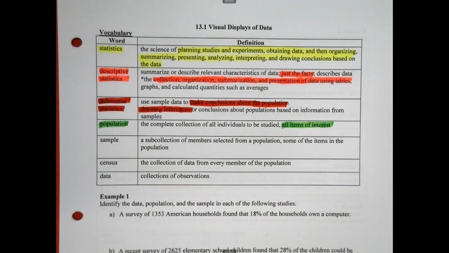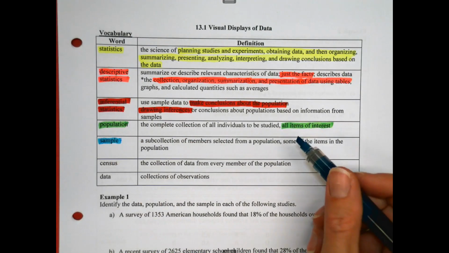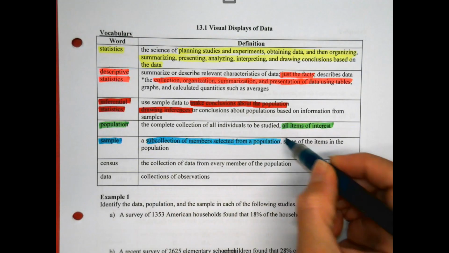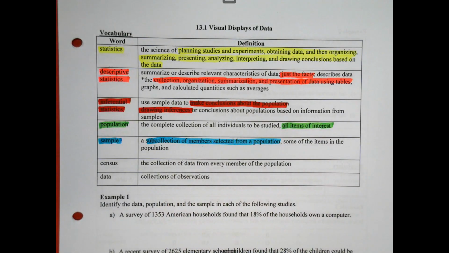A sample, on the other hand, is a sub-collection of members of the group. It's a smaller portion of the group. It's only some of the items that are in our entire population. So if we were talking about all high school students and we took a sample and we said we're going to make Burbank high school students our sample, we could then make inferences based on what we collect from our data at Burbank High School and infer information about our population, which is high school students overall.